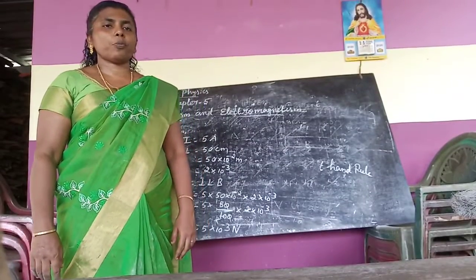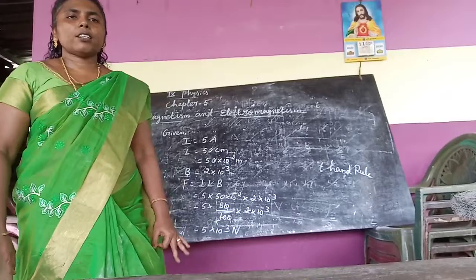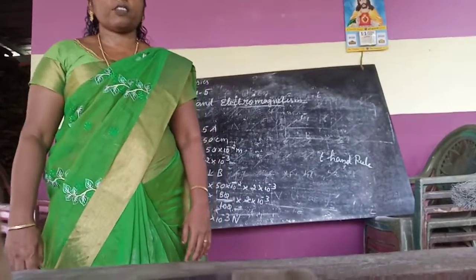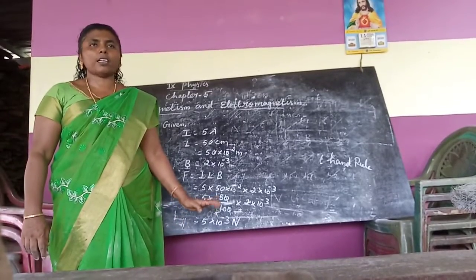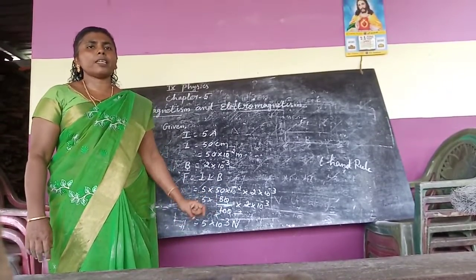So today's assignment, 2 questions. State Fleming's left hand rule and magnetic flux density. 2 questions, study and write in your note. Already 4 lessons are over, for the 5th lesson assignment, only 2 questions.